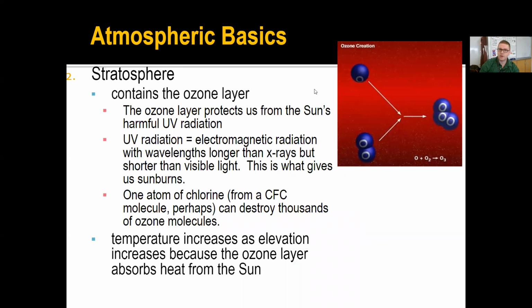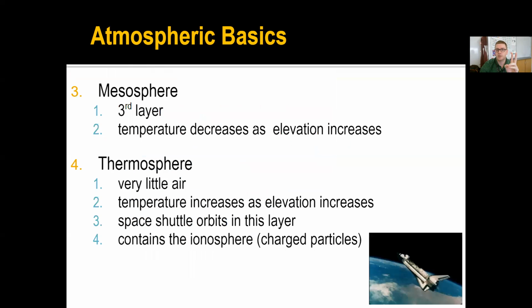Next, we get the stratosphere, which is the home to our ozone layer. Again, ozone protects us from the sun. It protects us from that UV radiation that comes from the sun. And again, like I said earlier, 1 atom of chlorine from CFCs can destroy thousands of ozone molecules. As you go up through the stratosphere, you're actually going to increase in temperature because the ozone layer is going to absorb radiation from the sun, keeping that part of our atmosphere a little bit warmer. So stratosphere, layer 2.